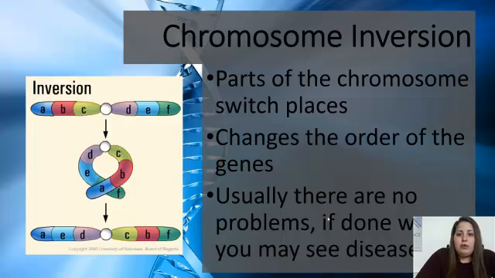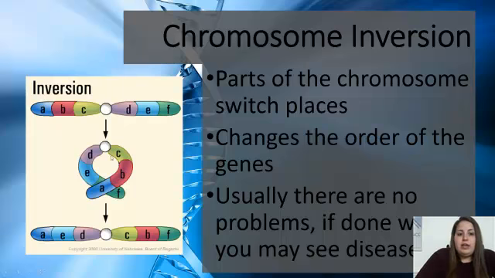Our next one is a chromosome inversion. When you're inverting, it's like you're turning upside down. So this is where parts of the chromosomes will be turned upside down and switch places. If you look at this chromosome here, all of the genes are in a nice order that makes sense: A, B, C, D, E, F.